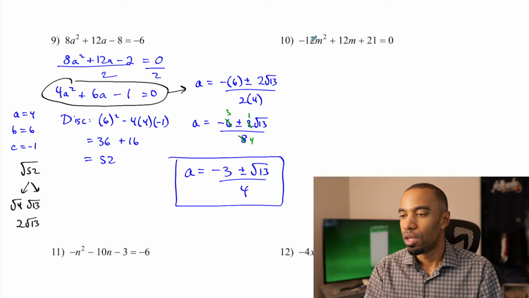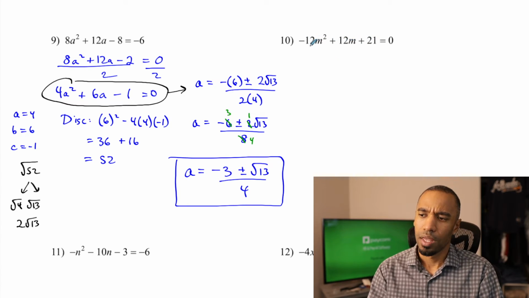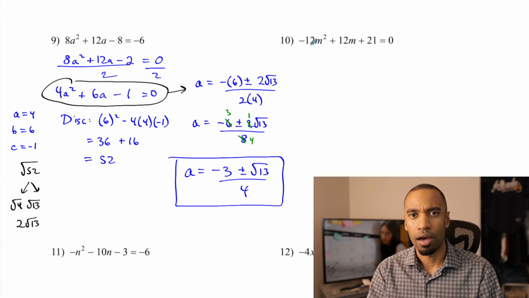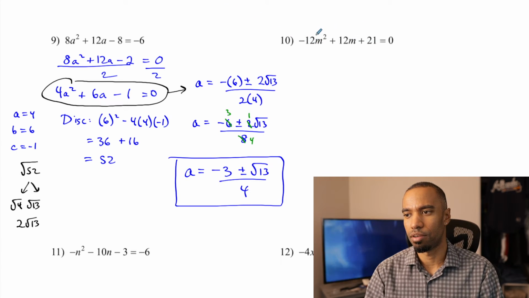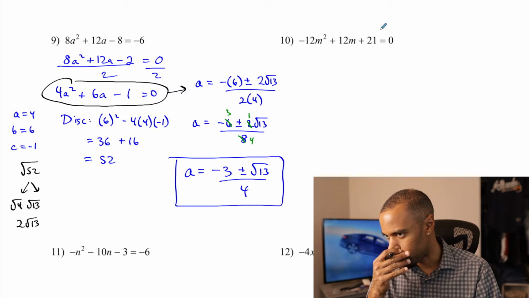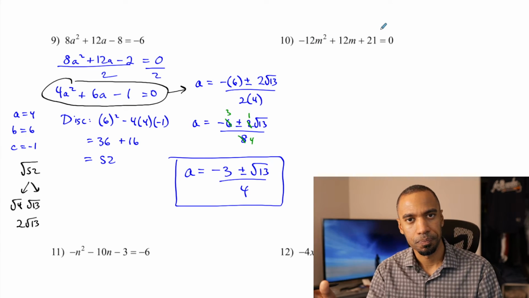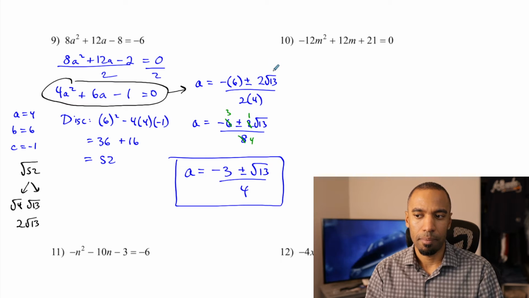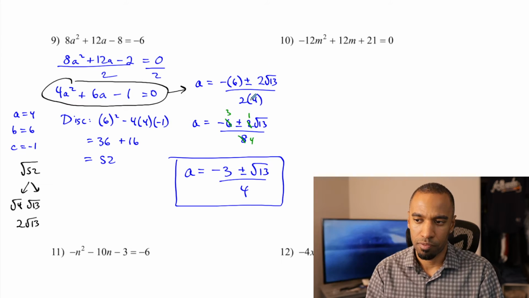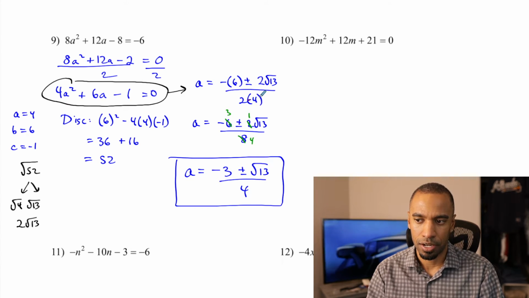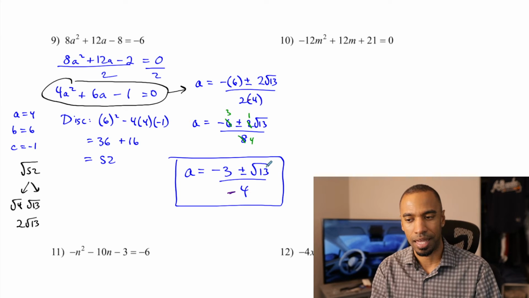All right, number 10. Negative 12m squared plus 12m plus 21 equals 0. Not only can I divide a 3 out of all of these, but I've also made mention of the fact that you really want that a to be a positive value. If there's one reason to make mention of wanting to have a be a positive value, imagine that the a was negative down here, and now suddenly we'd have a negative number, like that, right?